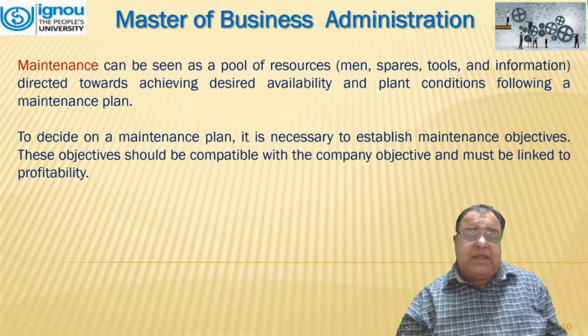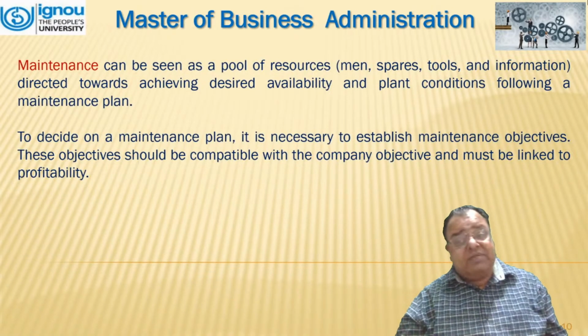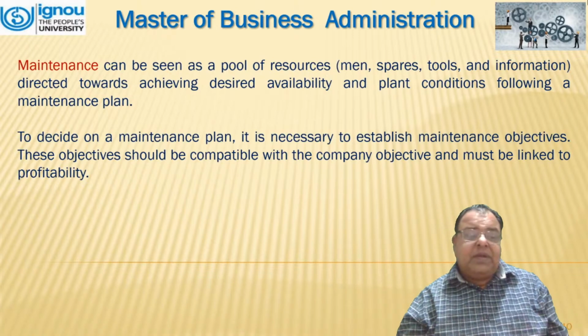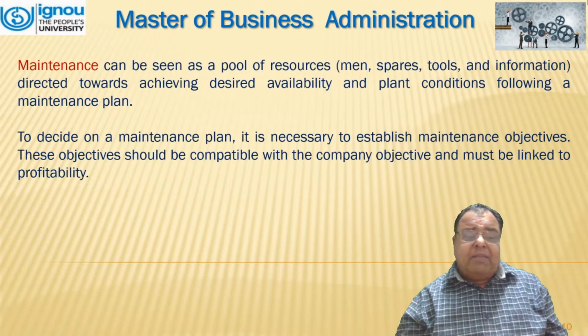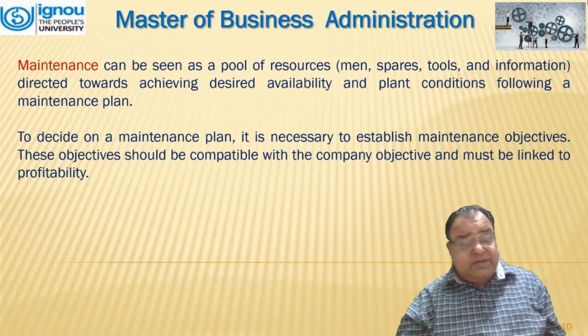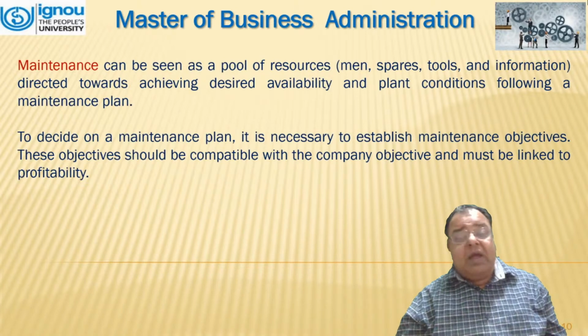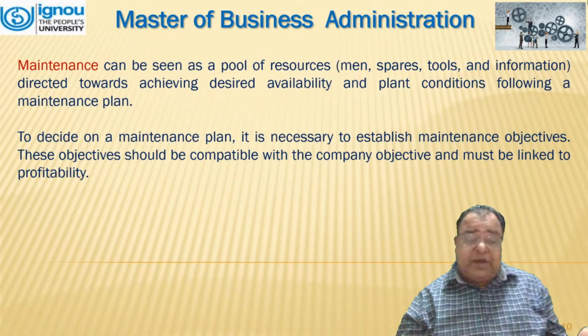Maintenance can be seen as a pool of resources, which includes manpower, spares, tools, and information, directed towards achieving desired availability and plant conditions following a maintenance plan. To decide on a maintenance plan, it is necessary to establish maintenance objectives. And these objectives should be compatible with the company objective and must be linked to profitability.